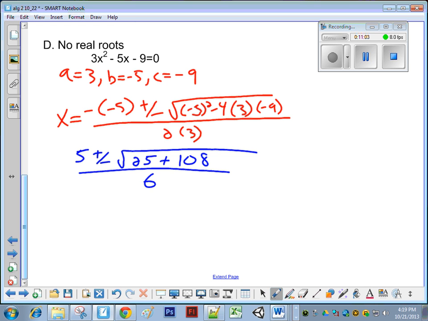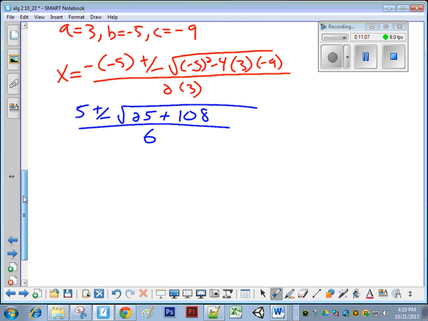Now to continue this, I'll work my way down, and let me take care of the discriminant here. I've got 25 plus 108. That happens to be the square root of 133, and I don't think that has any roots at all.